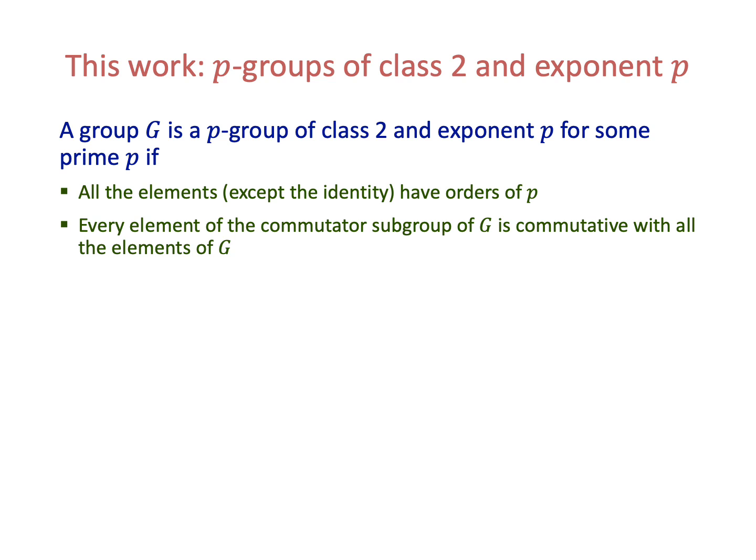In this work, we study group isomorphism for a special class of groups, p-groups of class 2 and exponent p. A group is a p-group of class 2 and exponent p for some prime number p if the following two conditions hold. First, all the elements in the group, except the identity, have order p. Second, every element in its commutator subgroup commutes with every element of the entire group.